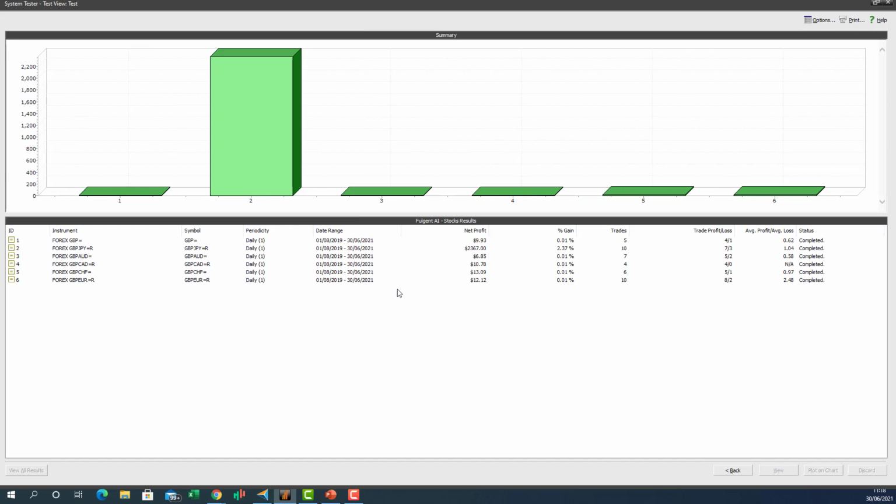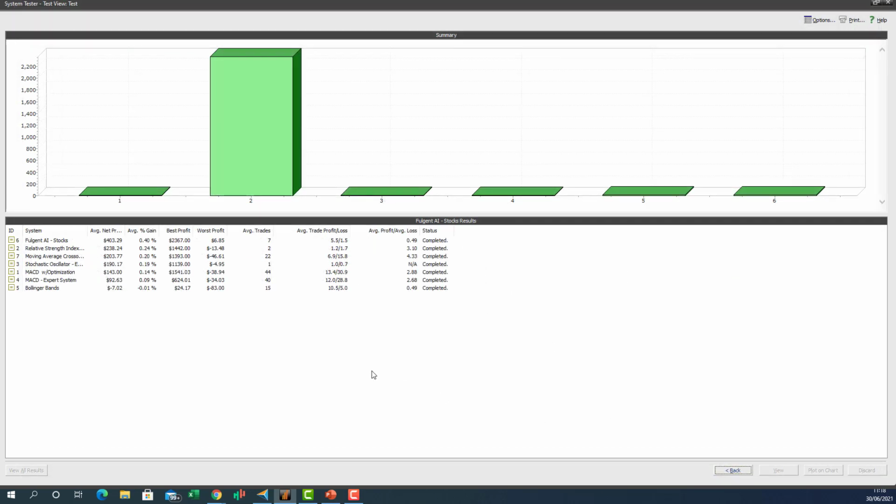And if we go into it, we can see most of the profit actually comes from the sterling yen trade, which is good. 2.37% gain on average there. Trade profit versus loss, 4 to 1, 7 to 3, 5 to 2, 4 to 0, 5 to 1, 8 to 2. So we can see there 5 trades, 10 trades. I like the fact that we don't have many trades with this one, particularly for the currency side of things. But you can see, nevertheless, Fulgent is once again on top with the best trading methodology using technical analysis.